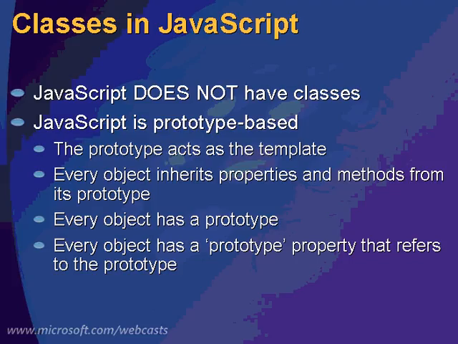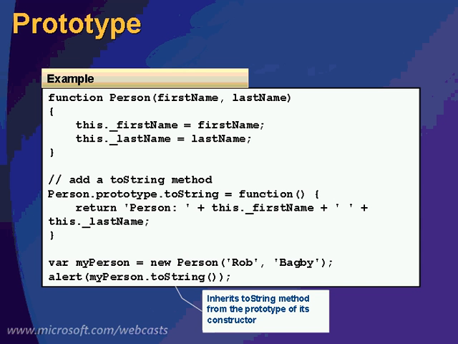So although JavaScript doesn't have classes, it does have templates. And so we saw earlier, I introduced to you, that the prototype of a constructor acts as a template. I'll show you the code in just a minute, but for now you just need to understand that the prototype acts as a template. Every object instance inherits the properties and methods from its prototype. Every object has a prototype, and every object has a prototype property that refers to its prototype. Okay? Pretty simple once you see it. So we'll see it in code in just a second.